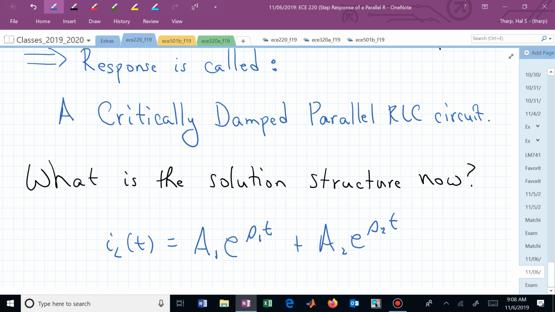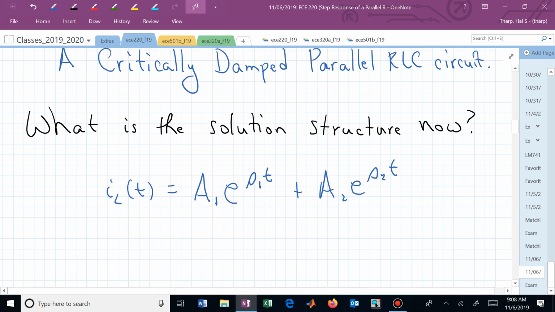Let's just assume the B version, B1 e to the minus alpha t cosine omega sub dt plus B sub 2 e to the minus alpha t sine of omega sub dt. We had the exponentially damped sinusoids. Does this work? Is this solution going to work for us now?